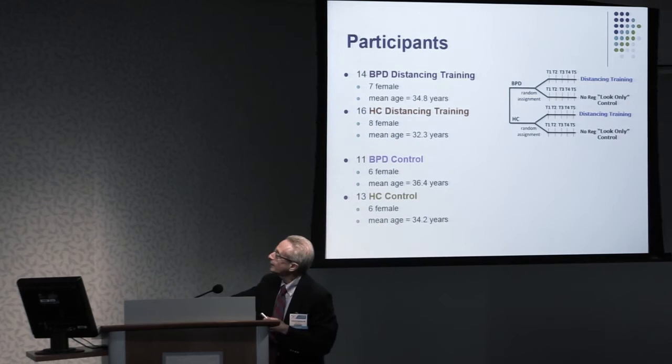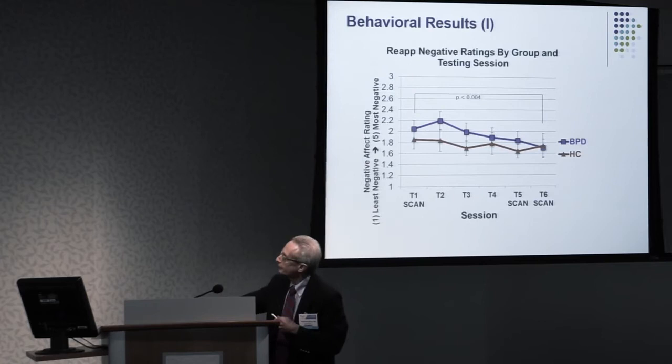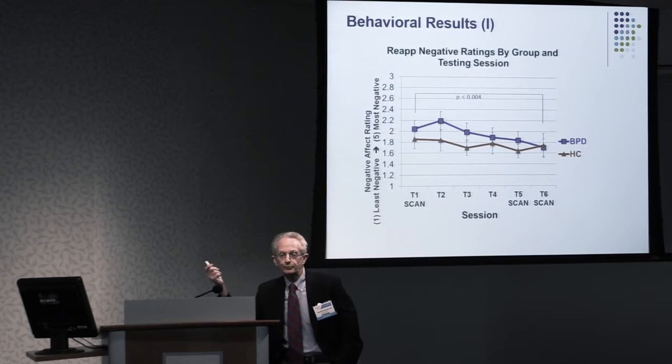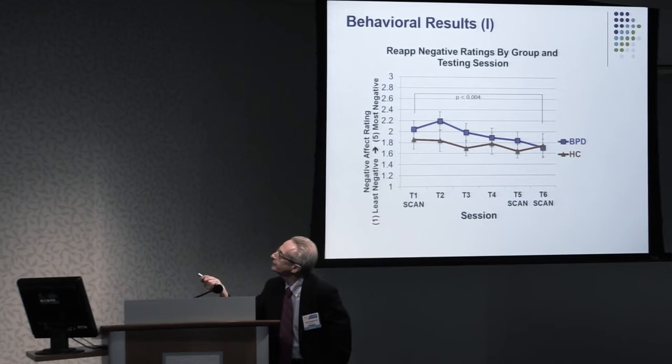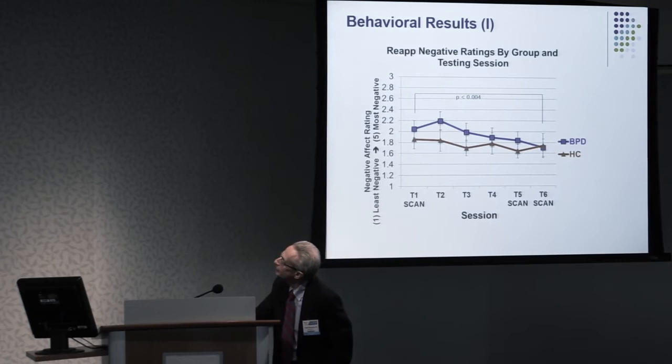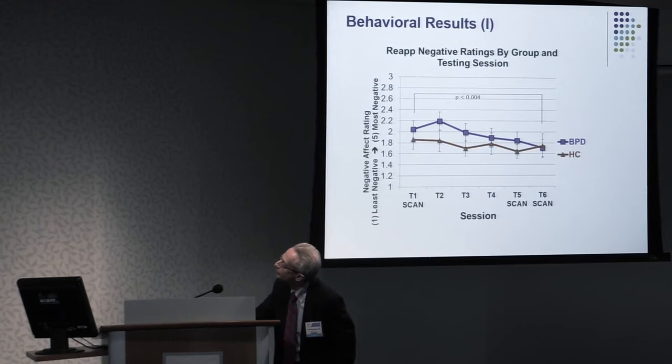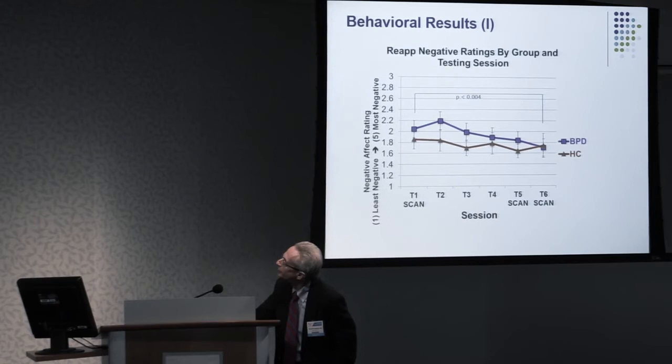Let me show you what we found. This is the behavioral result. So here's how they're rating the valence of the pictures after the picture goes off. This is the group that's had the distancing training, looking at negative pictures. And you see on day one, the blue line are the borderlines and the red line are the healthies. So on day one, the borderlines throughout are rating the pictures more negatively than the healthies. But over the training period, the borderlines actually reduce how negatively they're rating the pictures, and it's statistically different by the end.